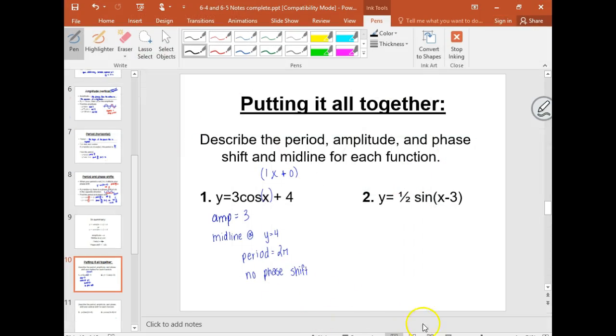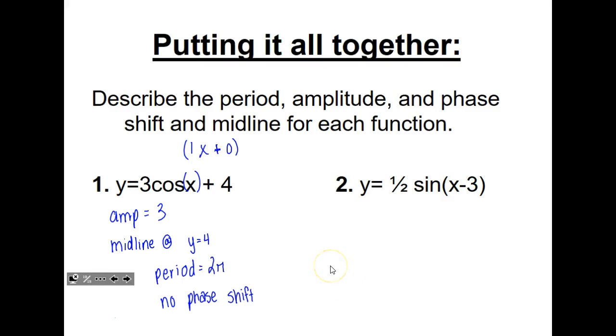All right, so if we go back, let's look at the next one. Christian, what is my amplitude for number 2? 1/2. Okay, and Gabriel, what is the midline?